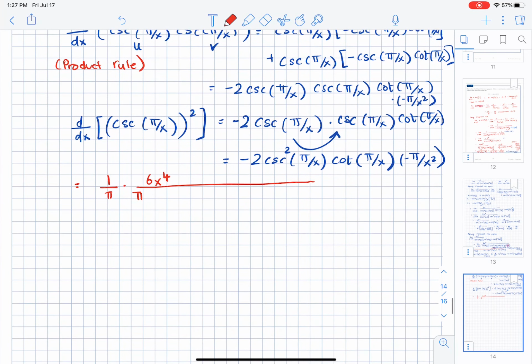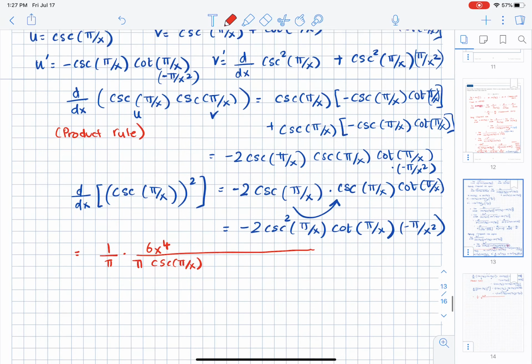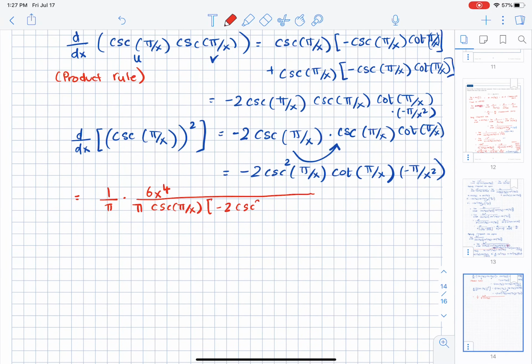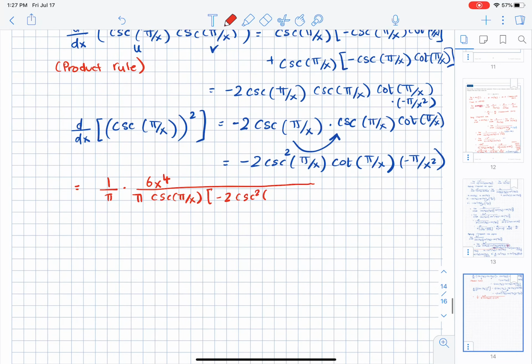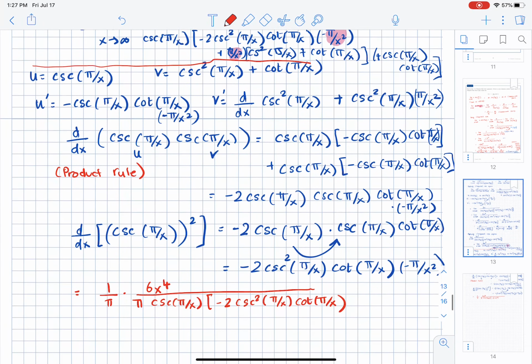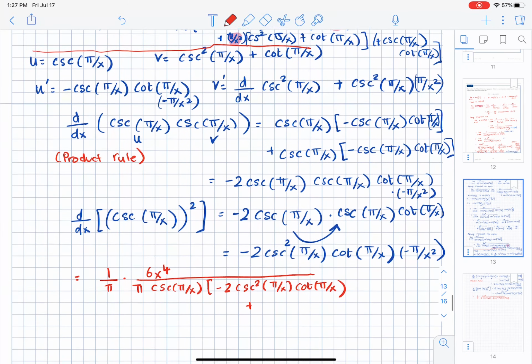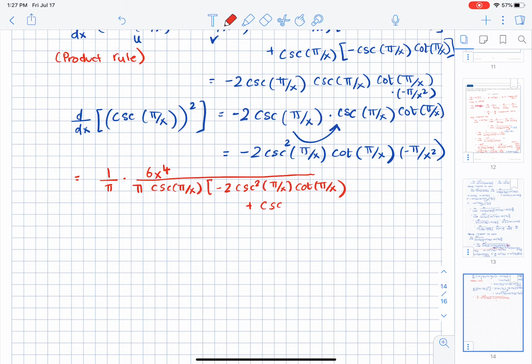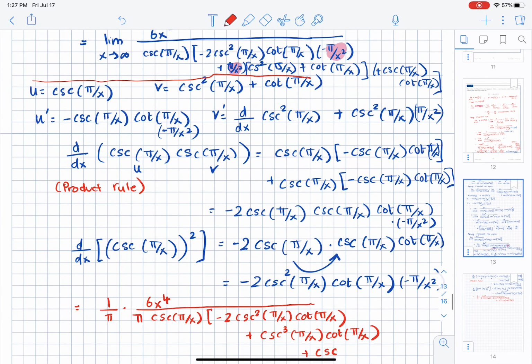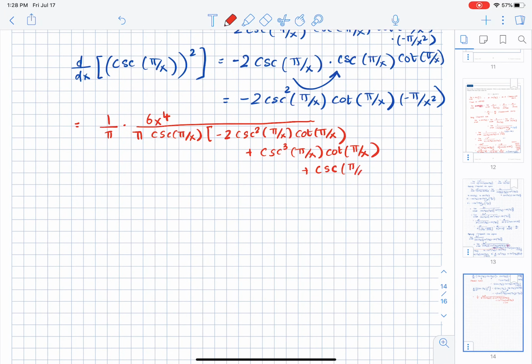And what do we have? Cosecant pi over x multiplied by negative 2 cosecant squared pi over x cotangent pi over x, plus cosecant cubed pi over x cotangent pi over x, plus cosecant pi over x cotangent pi over x squared.